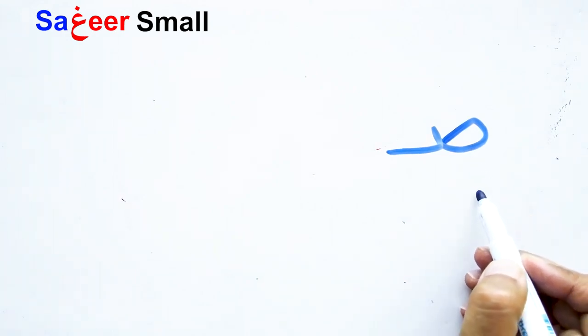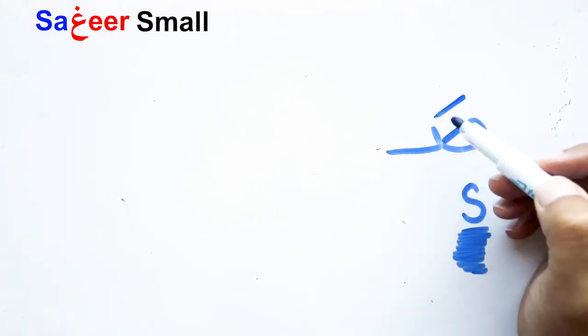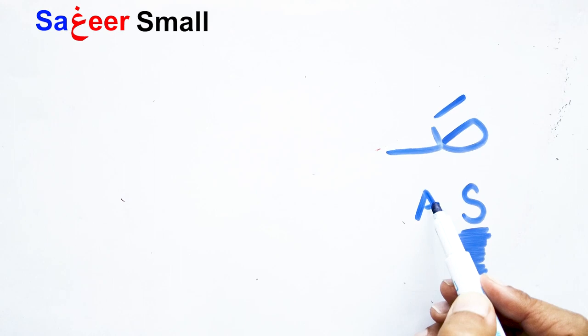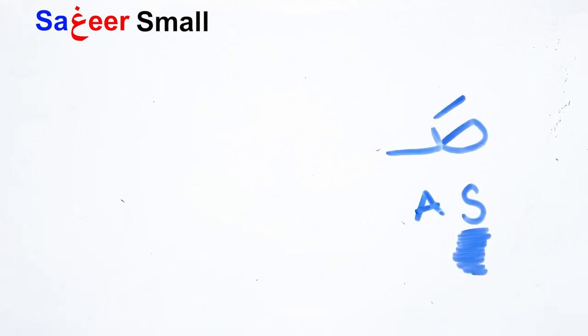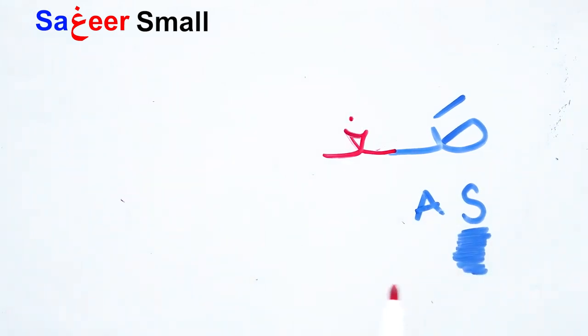صغير. It's the sound of a strong S. It's not S, it is a strong S. The sound of A. The sound of R in French.